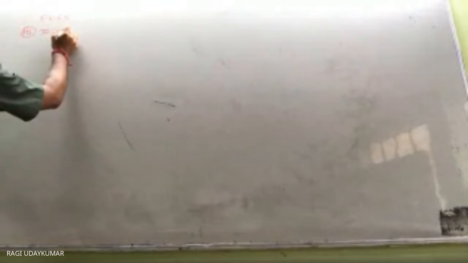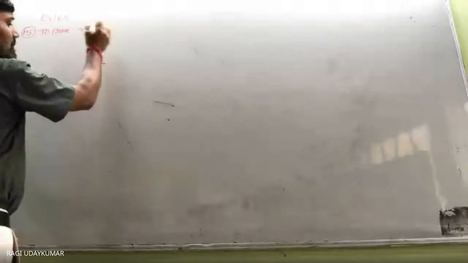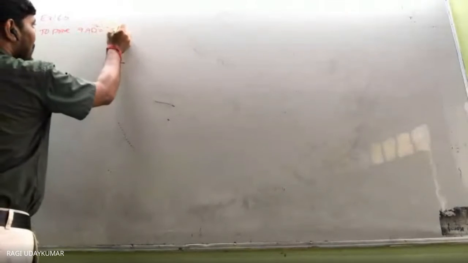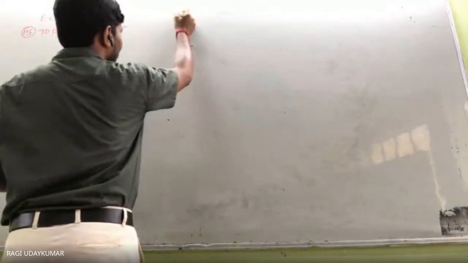Okay, next 15th. 15th one is, in an equilateral triangle ABC, D is a point on BC such that BD is equals to 1 by 3 BC. So what is given here? ABC is an equilateral triangle. So what is to prove here? Let us write here. 9AD square is equals to 7AB square.